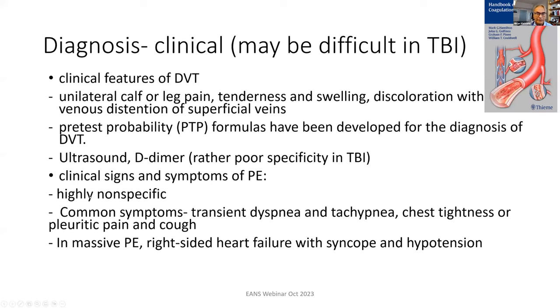If you get the massive problems with circulation and saturation, obviously that's another thing, but you have to have a high degree of suspicion for pulmonary emboli. But dyspnea, tachypnea in the awake patients, chest tightness, the same there. But if it gets massive, you get right-sided heart failure and you can get hypotension from it.